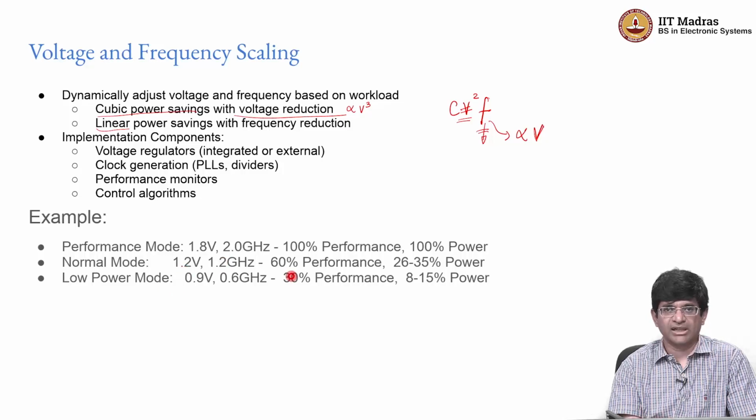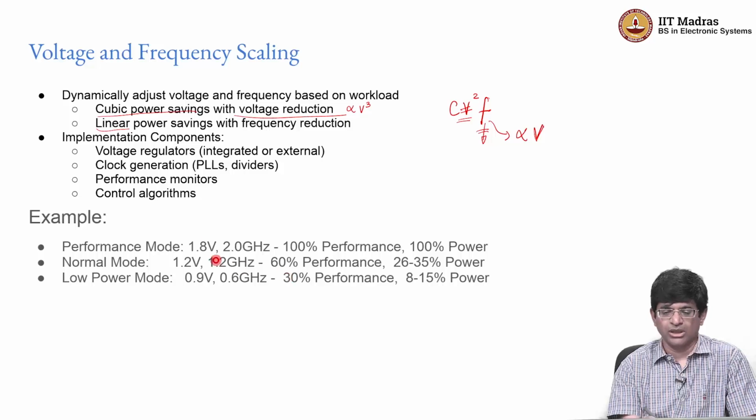Now just as an example of the kind of savings that you can expect, assume that you have some processor that is running at 1.8 volts and a 2 gigahertz frequency. This is what I would call 100% performance, and the performance ultimately is just determined by the clock period or clock frequency. So something running at 2 gigahertz is giving me 100% performance. It's also the maximum power that is going to be consumed. On the other hand, let's say that I manage to drop the frequency to 1.2 gigahertz. Just based on the clock frequency, I have 60% of peak performance.